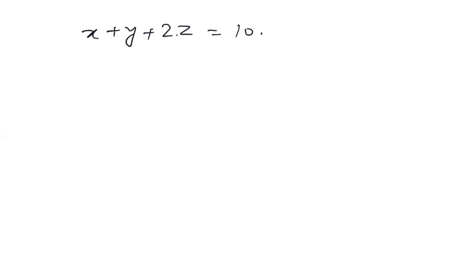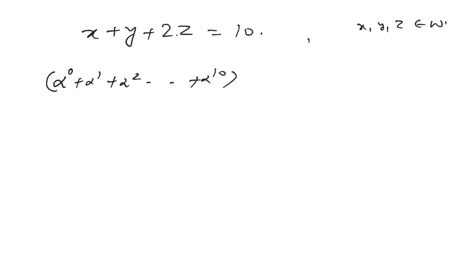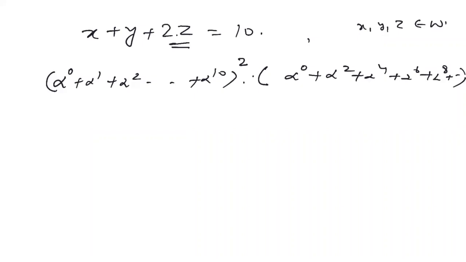If I go with the basic one, I know alpha to the power 0 for x, alpha to the power 1 up to alpha to the power 10 I can go, if x, y, z are whole numbers. For y again it will go, but for z, alpha to the power 0, 2 into alpha to the power 0, it's okay. So the second term will be alpha square, alpha 4, alpha 6, alpha 8. Only the even powers will be there. So the total number of solutions would not be the same in this case. This is the first thing.